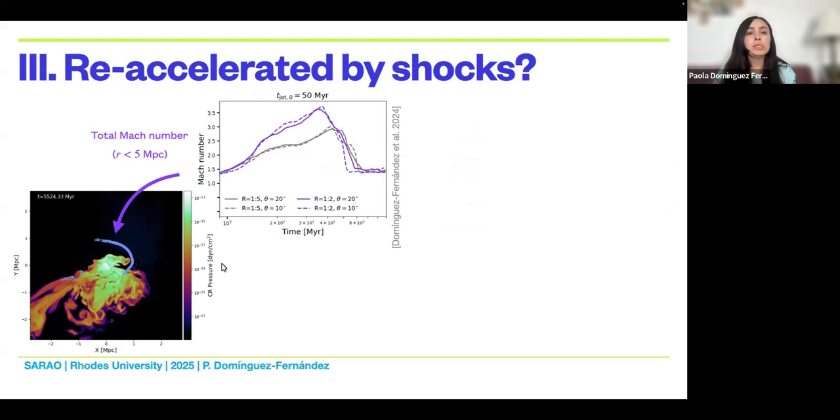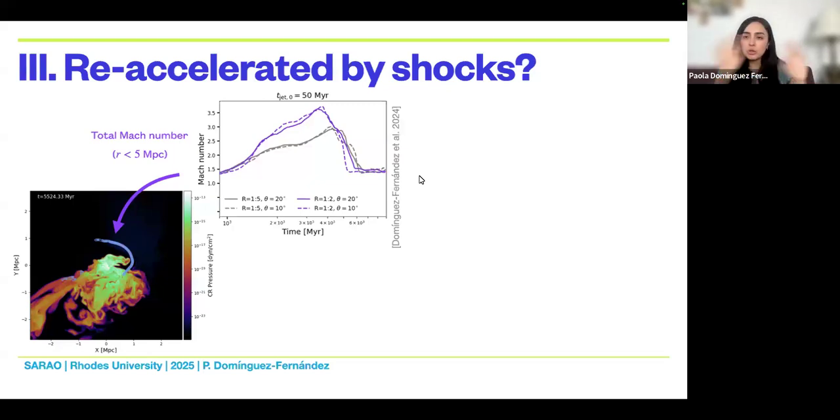What you are seeing here is a plot of the mean Mach number detected in a total sphere of radius of 5 megaparsec scale. So these are all the shocks within that sphere. And as you can see, the mean Mach number is usually not that high in any case. Depending on the mass ratio, you could get a maximum of 3.5 or 2.5. So this is still rather low.